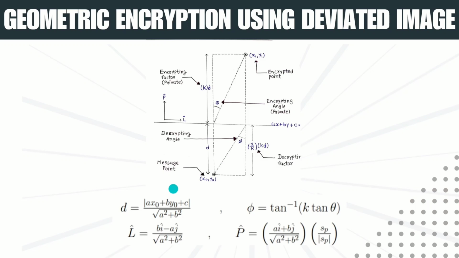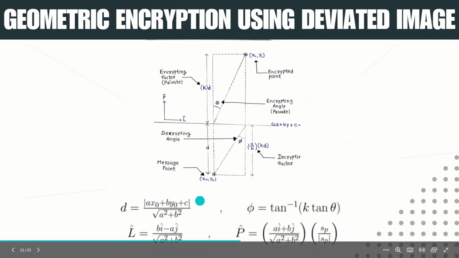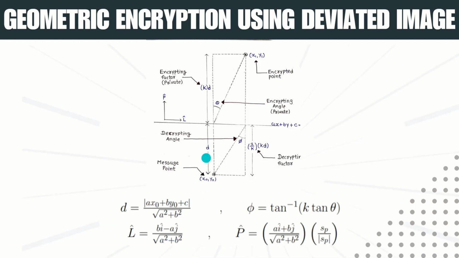Okay, so now here are some fundamental values for the abbreviations mentioned above. For example, the D, the L cap, the P cap, these are just derived using basic vectors. Okay, so moving on.